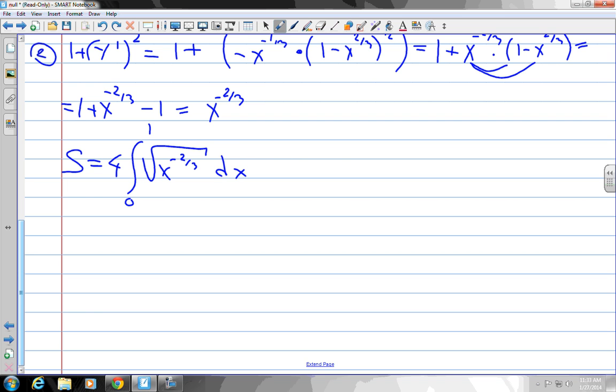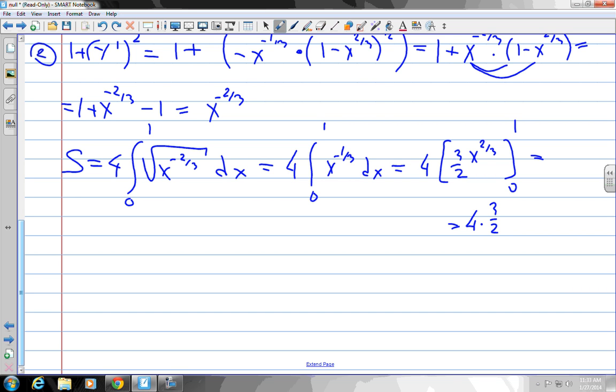Right, so it's 1/2, so it becomes negative 1/3. So this is 4 integral from 0 to 1, x to the negative 1/3 dx. Okay, well, that's nice. So integrating this gives me x to the positive 2/3 times 3/2 from 0 to 1. 0 gives me 0, 1 gives me 1, so that's just 4 times 3/2. Looks like 6.